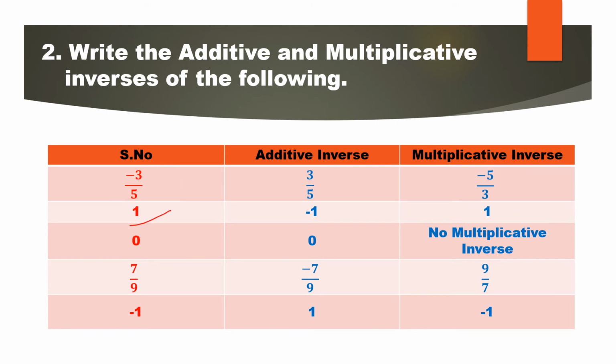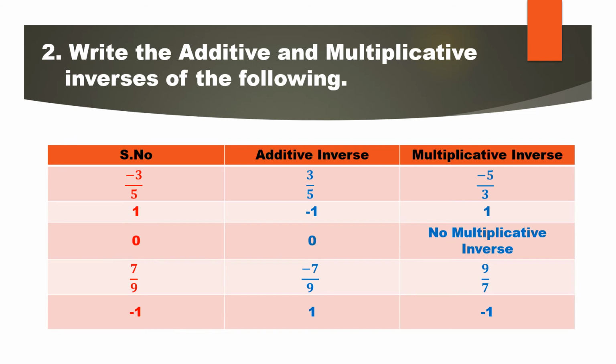For 1, additive inverse is minus 1, multiplicative inverse is 1 only. Why? Because 1 by 1 is 1 only, right? So your multiplicative inverse will be 1. For 0, plus 0 or minus 0 is the same thing, right? No multiplicative inverse. Why? Because 1 by 0 is an undefined number. It is infinity. So there will be no multiplicative inverse.